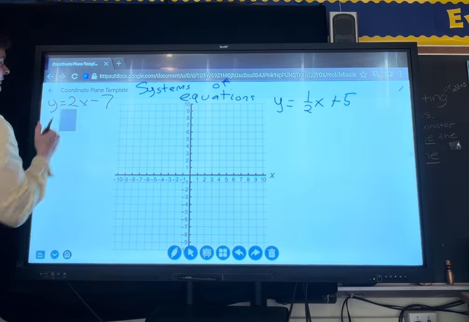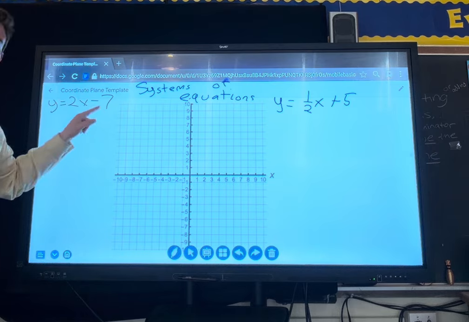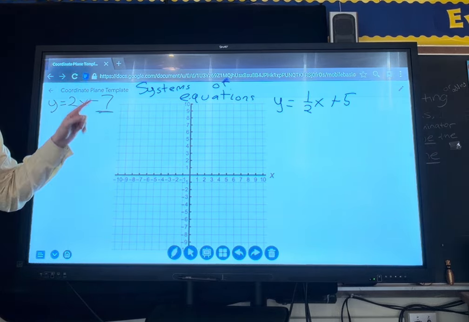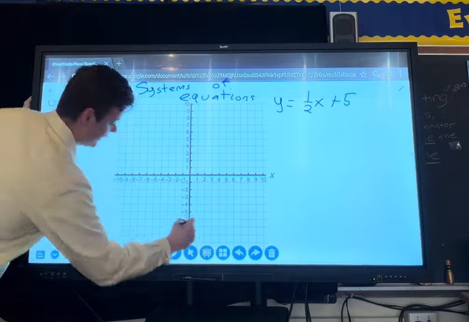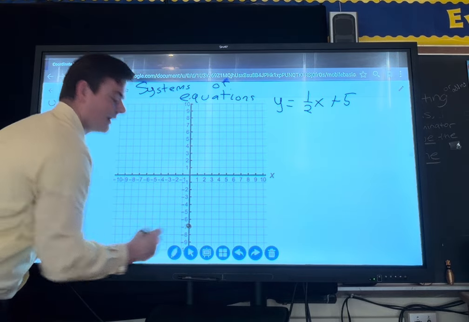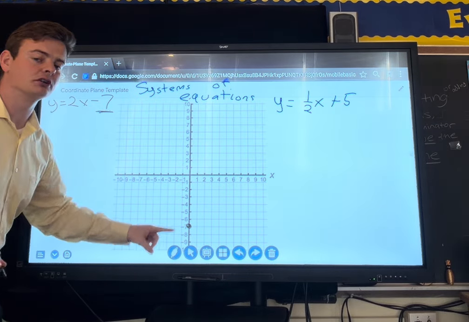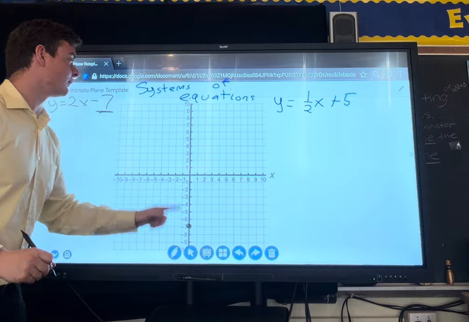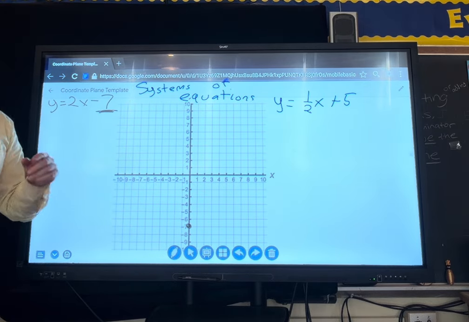Quick refresher: to graph a line, I always start at the y-intercept, which is the number at the end. For this one, it's -7. So I put a big dot down there at -7. Notice how I put it on the y-axis, not the x. Always start on the y, always start with this number at the end.